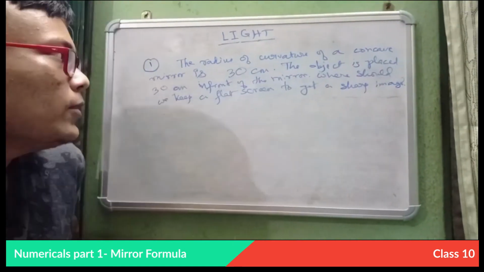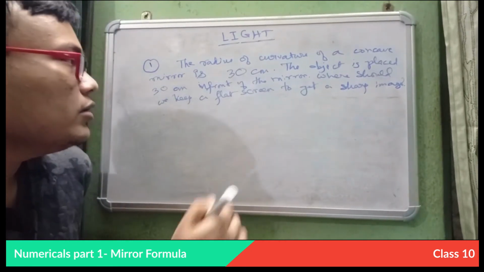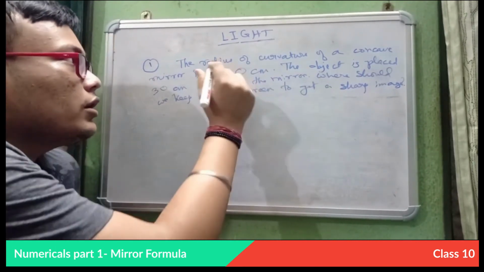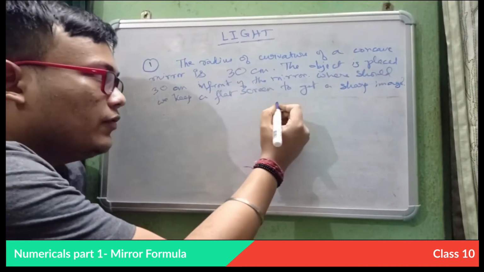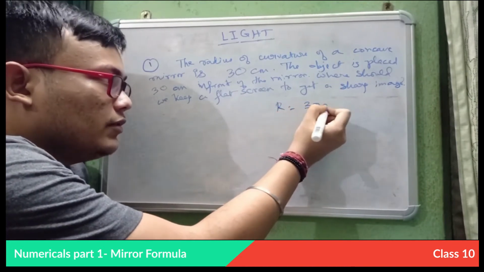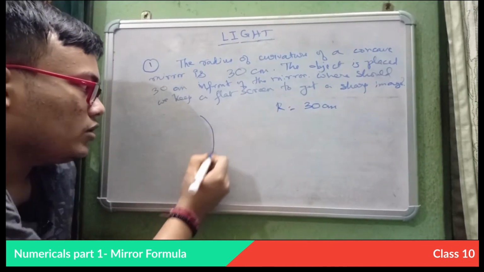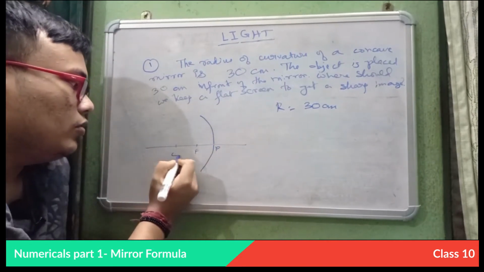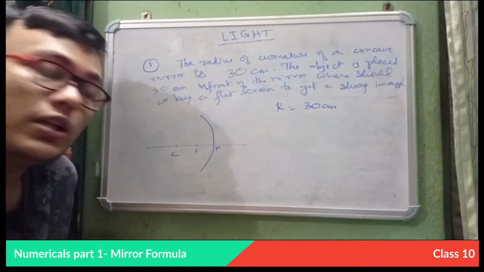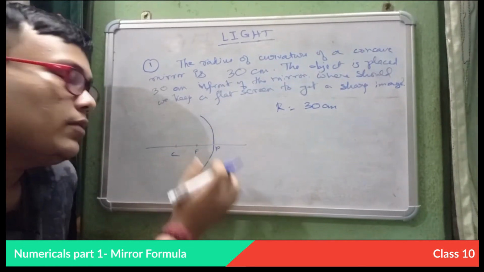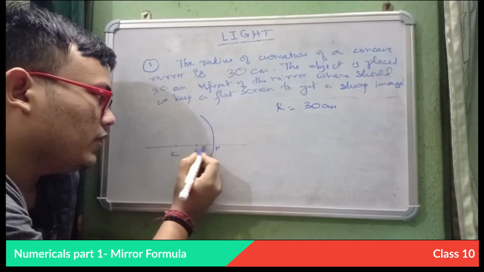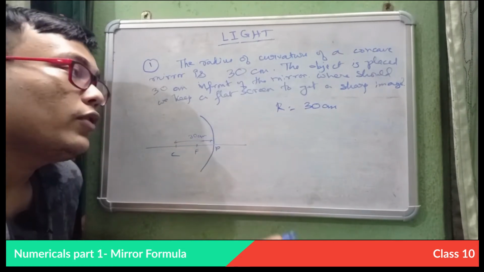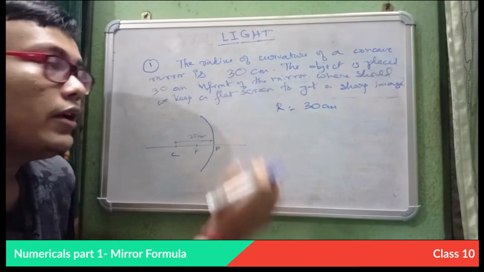Okay, so this is the question. What are the things which are given in the question? We'll quickly write it down. The radius of curvature of the concave mirror is 30 centimeters. If we quickly draw a rough sketch of the setup, this is P, this is F, this is C. Radius of curvature is nothing but the distance between center of curvature and the pole, right? So this distance 30 is given, and from radius of curvature we can easily find out f, the focal length.